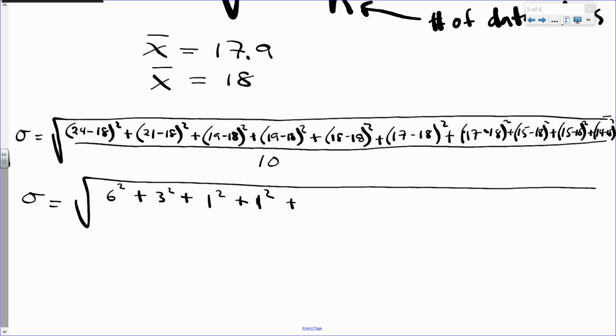All right, so that's first, second, third, fourth, fifth place. 18 minus 18 is what? 0, huh? So 0 squared. 17 minus 18 is negative 1 squared. 17 minus 18 again is negative 1 squared. Stop me if I'm going too fast. 15 minus 18 is a negative 3 squared. Again, another negative 3 squared. 14 minus 18 is a negative 4 squared.